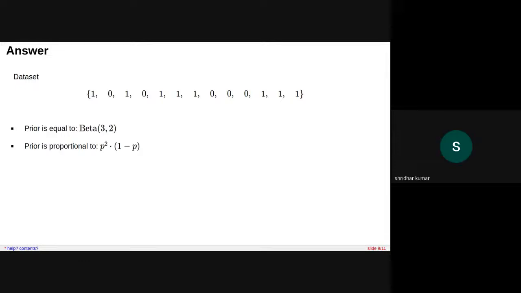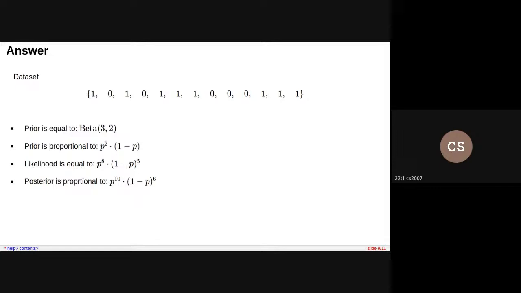Now, what is the likelihood? Likelihood is P^8 into (1-P)^5. Probability of the data given P, with 8 ones and 5 zeros. Yes, that is the likelihood, and as someone pointed out at the beginning, the posterior is proportional to prior into likelihood. It is not equal to this.